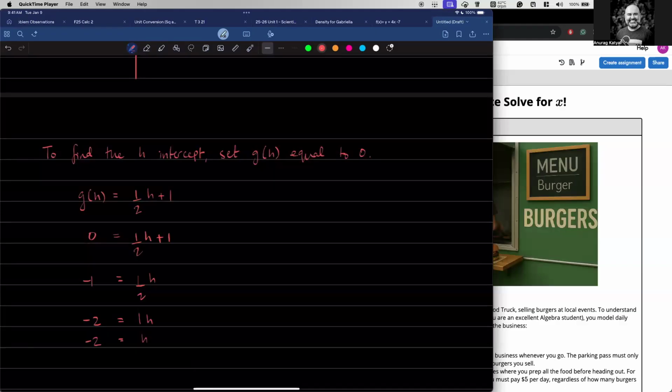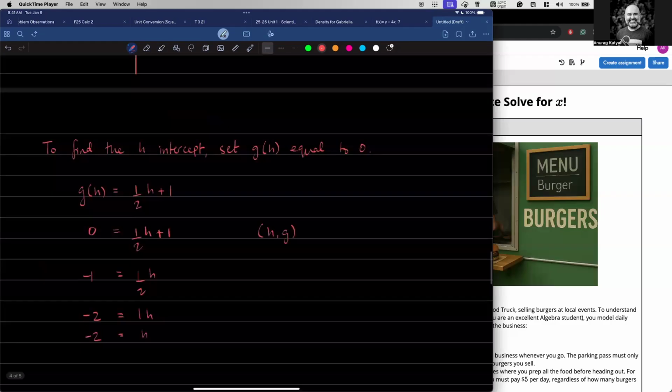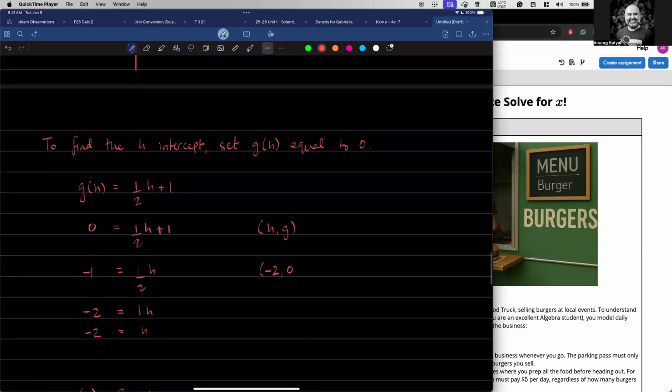Okay, so give me the point now. Would it be -2 comma 0 or would it be 0 comma -2? Think before you answer. Because isn't h the horizontal or the quote-unquote x? So that always has to go first. If we just found the value of h, doesn't that have to go first? Also, h is the independent variable. What did we plug in for g? -2 comma 0. That's my point.